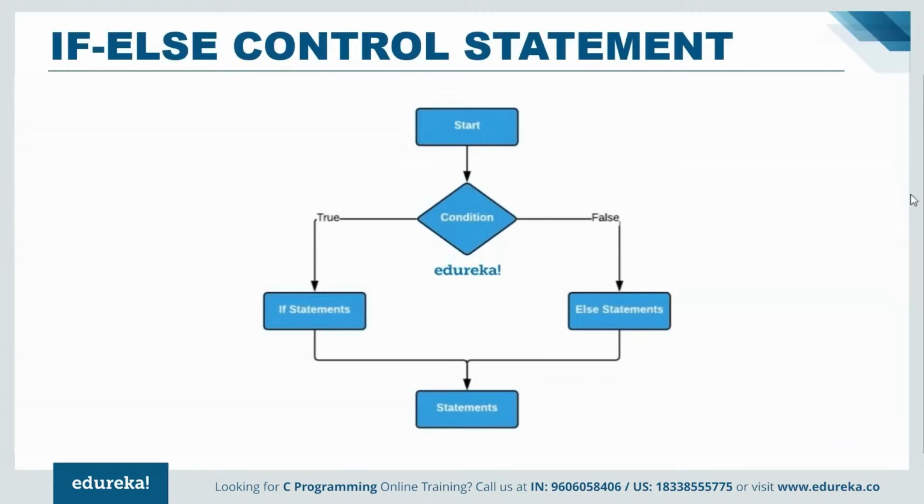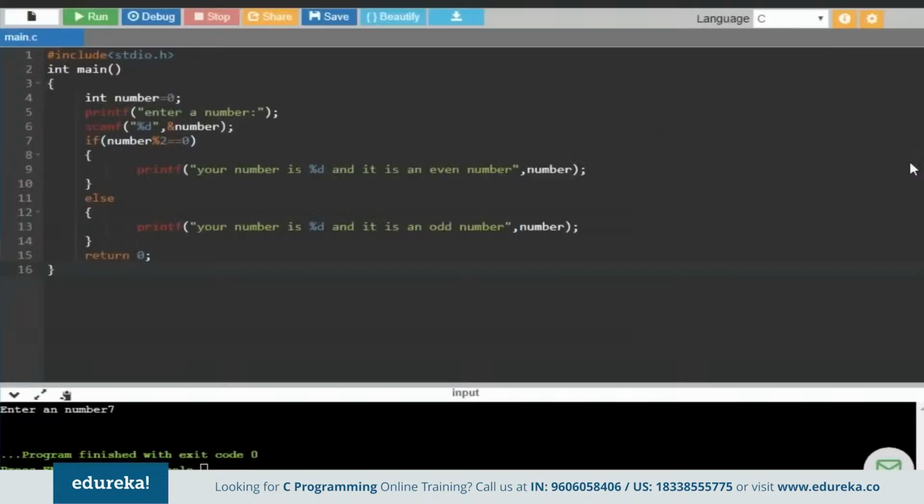Now let us see practically and understand how it works. So this particular example is related to else if statements. Firstly, the compiler will compile the code and the computer will ask me to enter a particular number.